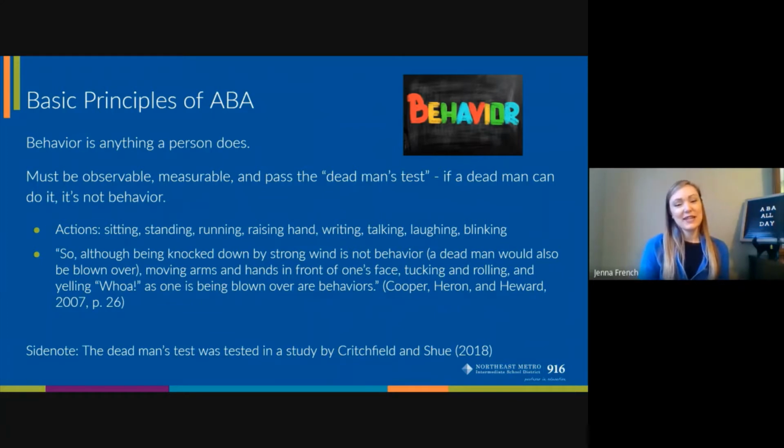And then just a fun side note, the dead man's test was tested in a study by Critchfield and Shue in 2018. And it's a very interesting article to read. They assign target behaviors to mummies, and then put in some antecedent interventions and do some observations, collect some data to determine whether the dead man's test is actually a reliable way to define behavior. And the results showed that it is very promising that the dead man's test is accurate.